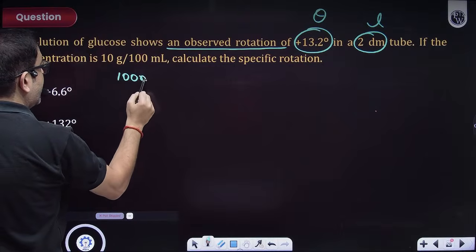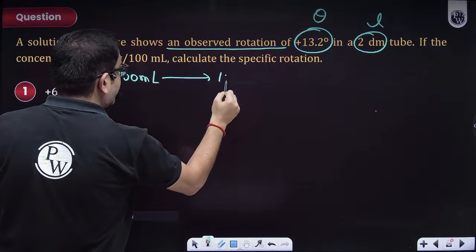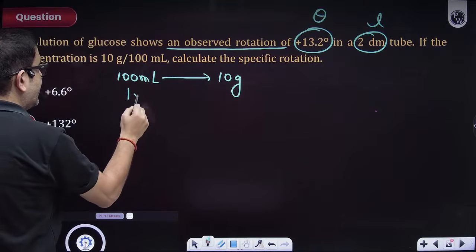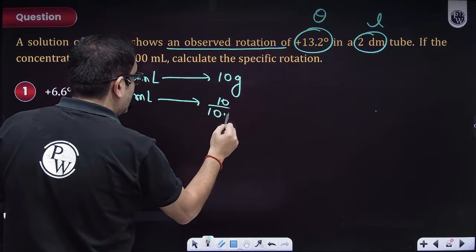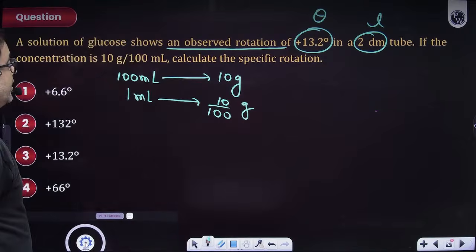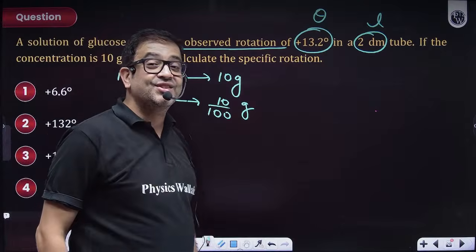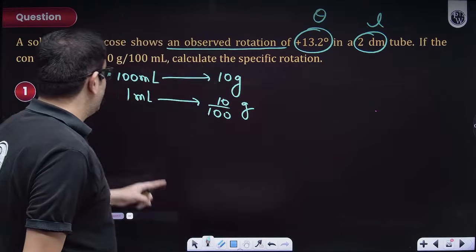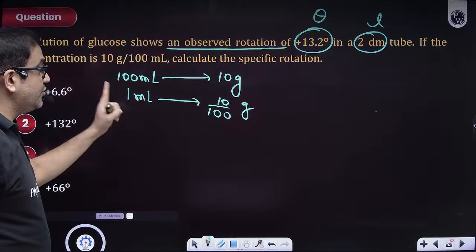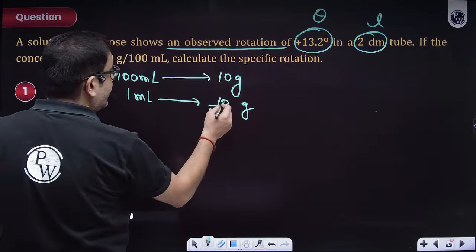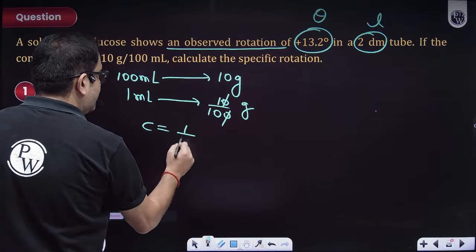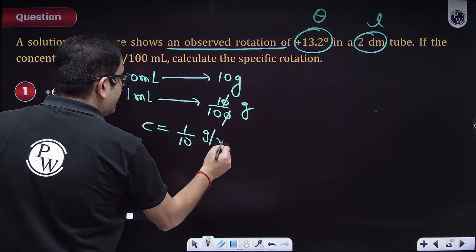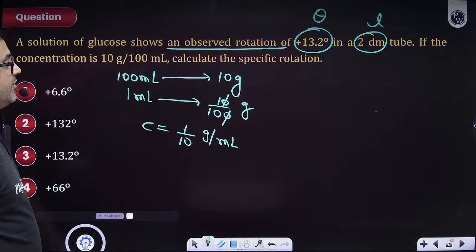So 100 ml is having 10 gram. So 1 ml will be having 10 upon 100 gram, because you need this concentration in gram per ml. That means 1 by 10. Therefore, C is 1 by 10 gram per ml, or cc, because 1 ml is nothing but 1 cc.